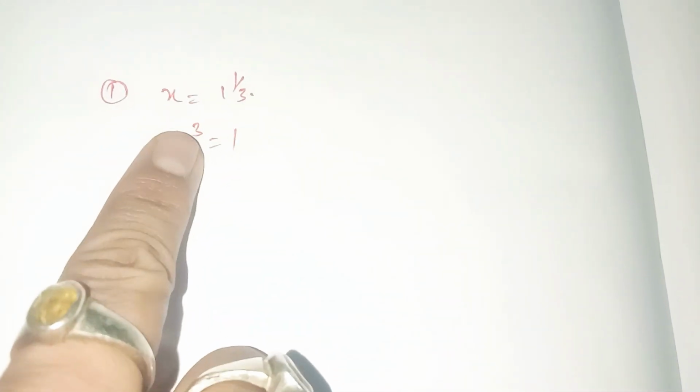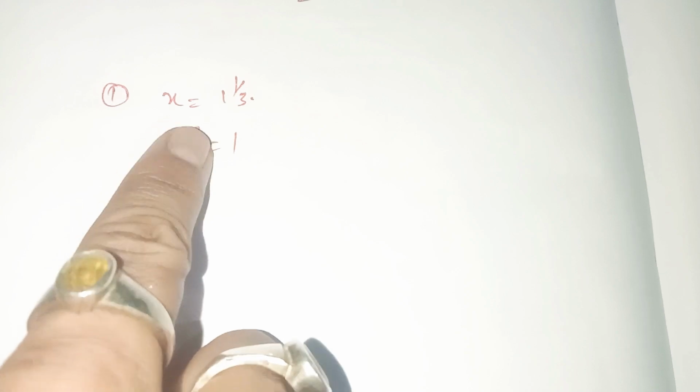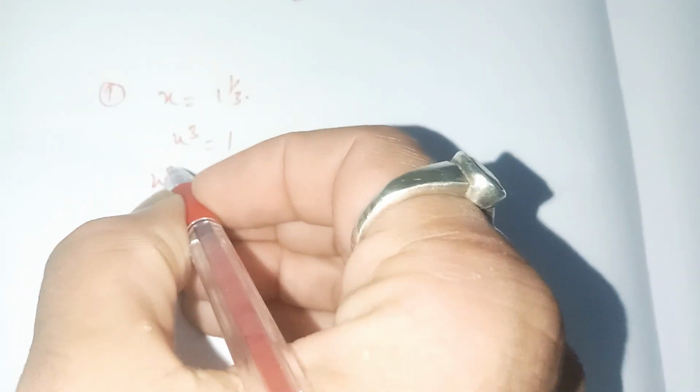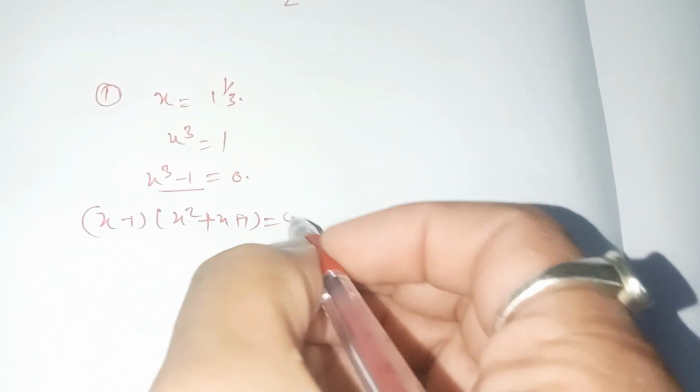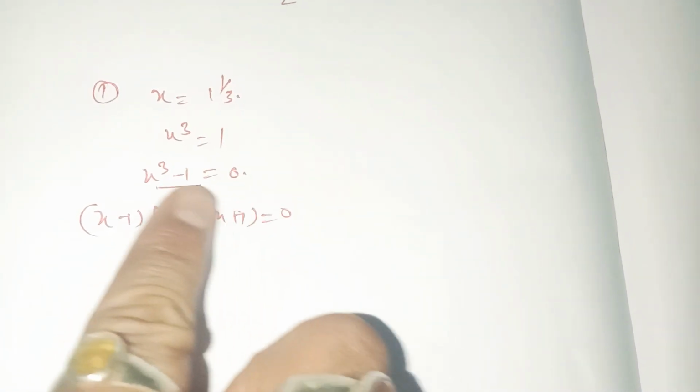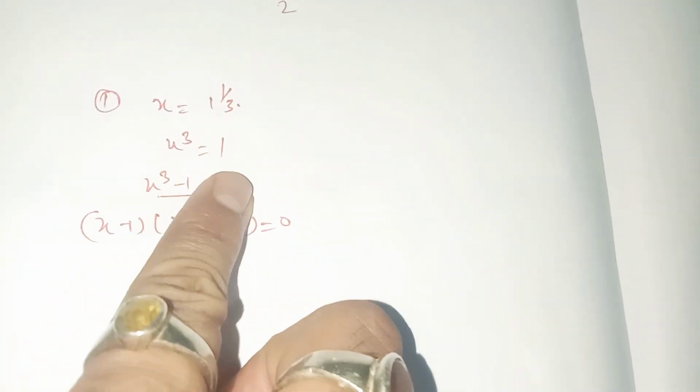x equals the cube root of 1. This question represents x cubed, denoted as x to the power of 3, equal to 1. All students, notice that this question is solved by this method: x cubed minus 1 equals 0. Now, x minus 1 times x squared plus x plus 1 equals 0.